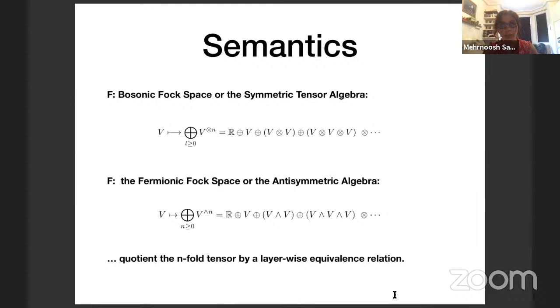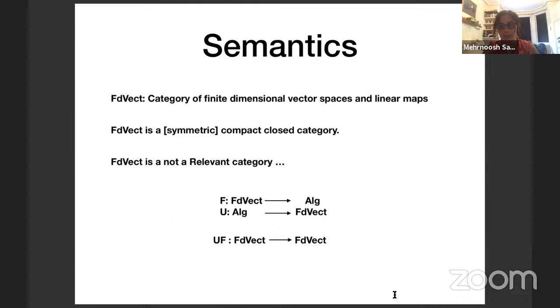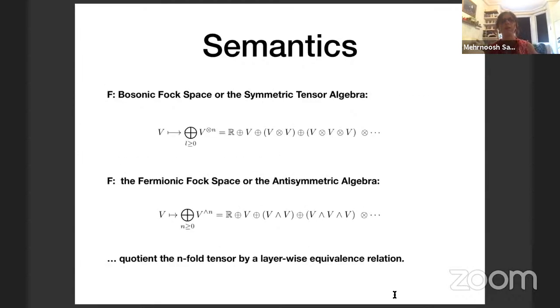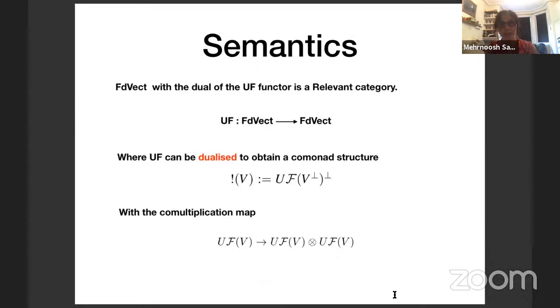Now, the question is, what is F? Normally, F is the bosonic Fock space or the symmetric tensor algebra over a vector space V, but this is infinite dimensional. We want to make it finite. A simple way of going around it is to work with the fermionic Fock spaces or the antisymmetric algebra, where you quotient the n-fold tensor by an equivalence relation. Now, I won't go through the details, but you can look it up on Wikipedia as I give the rest of the talk, or you can ask Lachlan in the Slack, he'll explain.